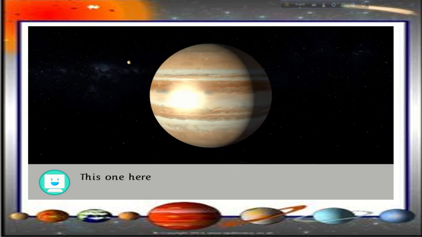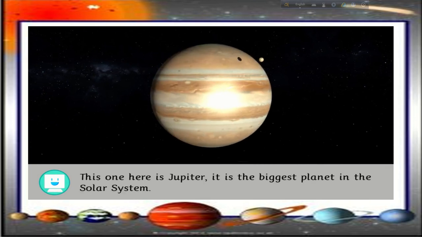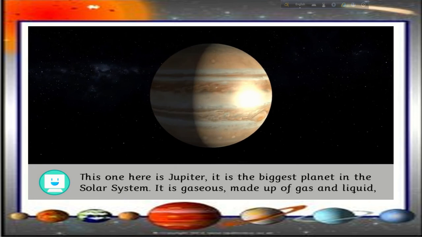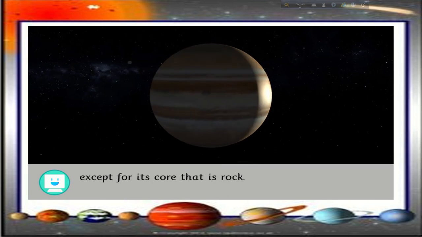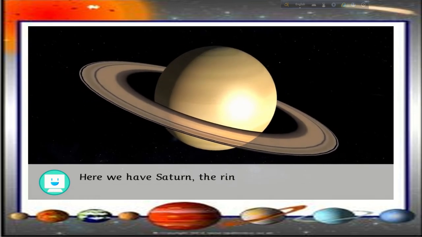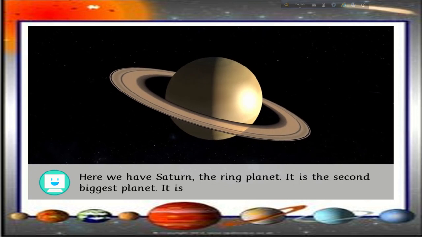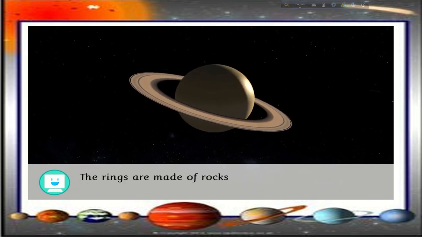This one here is Jupiter. It is the biggest planet in the solar system. It is gaseous, made up of gas and liquid, except for the middle that is rock. Here we have Saturn, the ring planet. It is the second biggest planet. It is another one of the gaseous planets. The rings are made of rocks and asteroids.